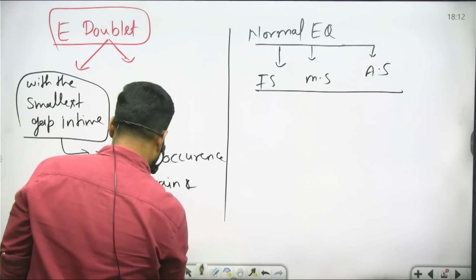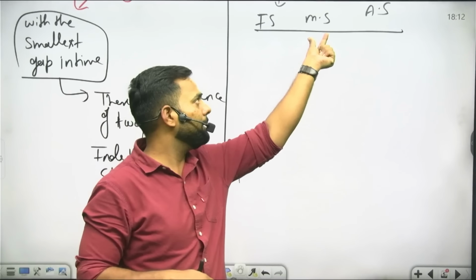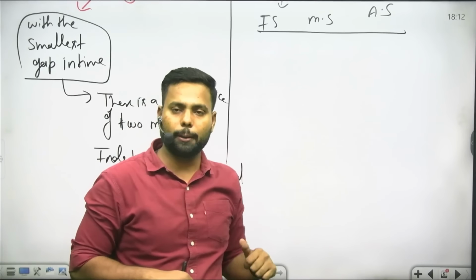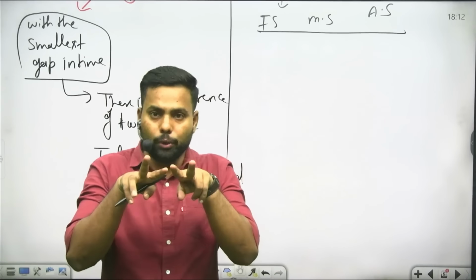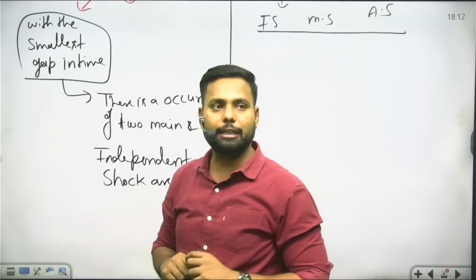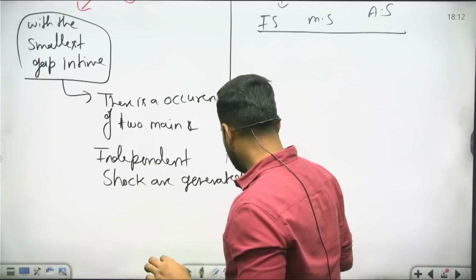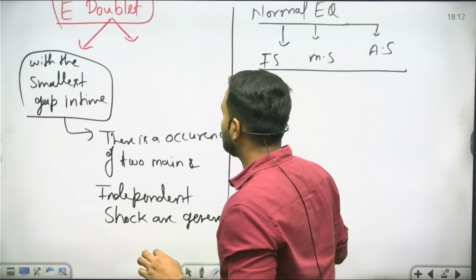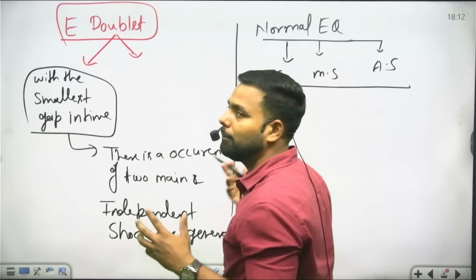इसका मतलब क्या पता चला भाई, there is an occurrence of two main or independent shocks generated. मतलब here there is no sequence like foreshock, main shock and aftershock. It is two independent shocks which have the smallest gap in time. तो that is why it is called earthquake doublet. इसको क्या बोल रहे थे, earthquake doublet. क्यों बोला, why? Because there is an occurrence of two main and independent shocks generated in a smallest time.